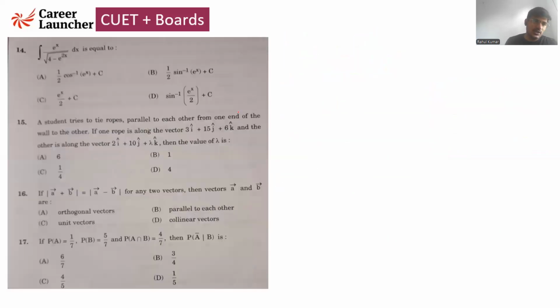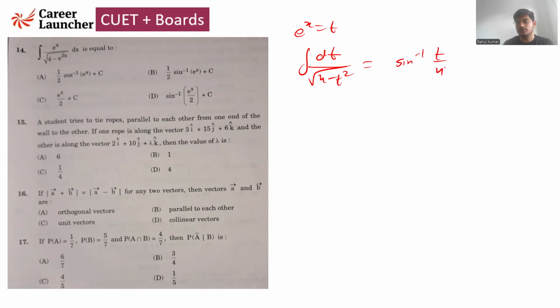Now we have a next problem. We need to integrate this. So you can do two kinds of things. The first thing is you can assume that e to the power x as t, and then you can make your integral as dt divided by square root of 4 minus t square, and your answer will be sine inverse t by 2 plus capital C, which means sine inverse e to the power x divided by 2 plus capital C.